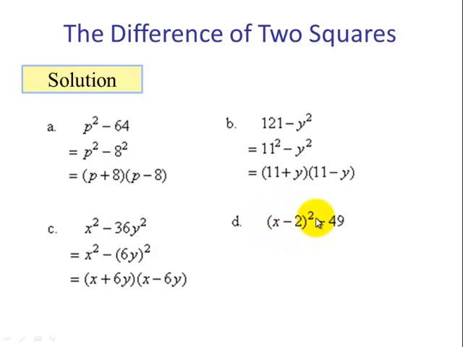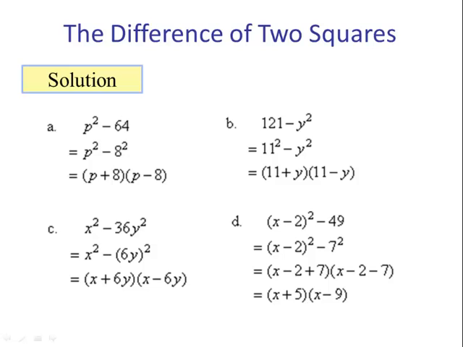D, this is a perfect square minus another perfect square. The square root of x minus 2 quantity squared is x minus 2, and the square root of 49 is 7. Therefore, we can write this as x minus 2 plus 7 times the conjugate of that, which is x minus 2 minus 7. Since these are like terms, we can combine them, and we have x plus 5 times x minus 9.